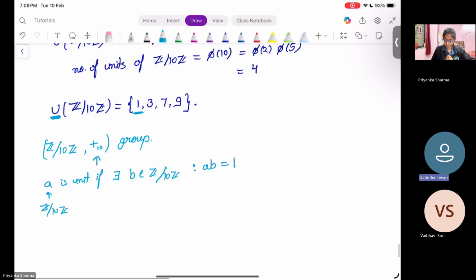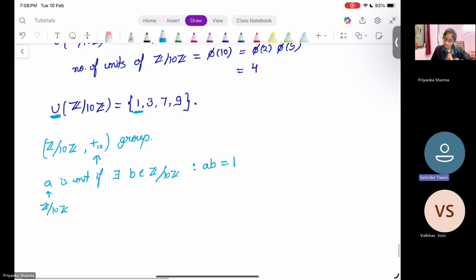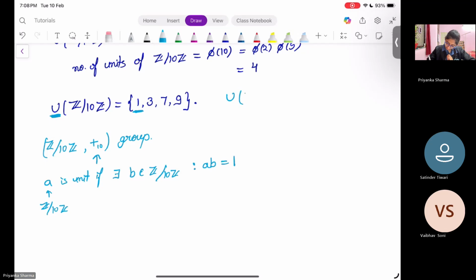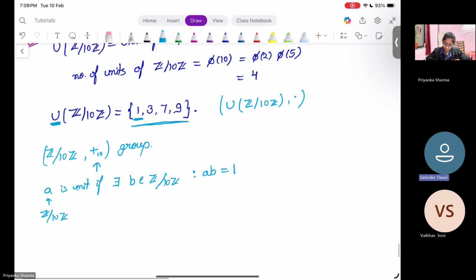Can we draw the composition table so that it will be more clear? See, Z over 10Z is not a group with respect to multiplication, but its unit group is a group under the multiplication operation. So you will find the table, but you need to change the operation. You will have these 4 elements, and under multiplication you can find the composition table. I think you can do it. It won't be so tough. Like 3 into 7 is 21, and mod 10 will be 1.